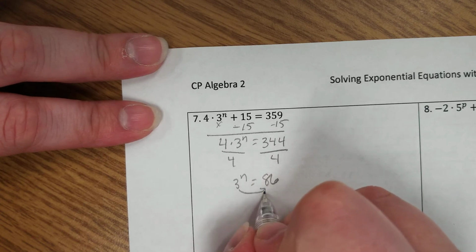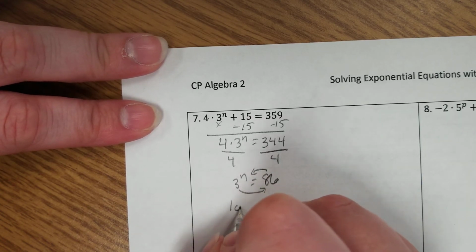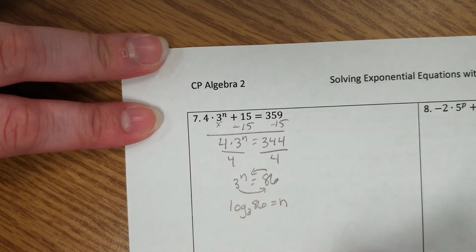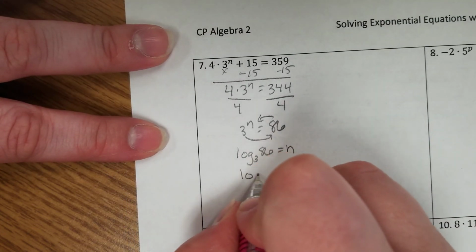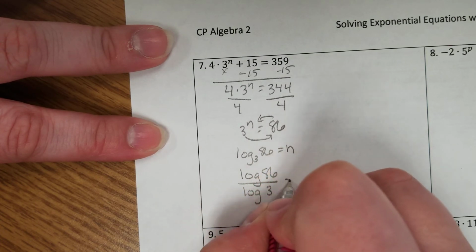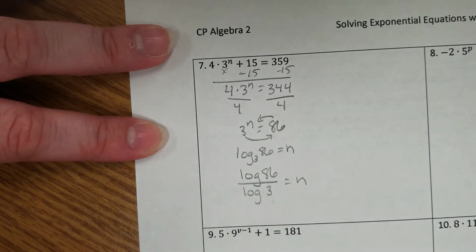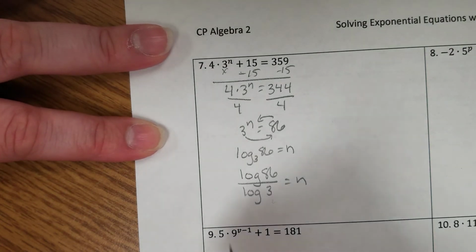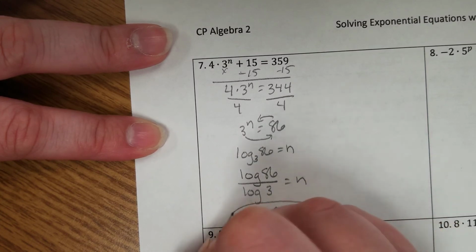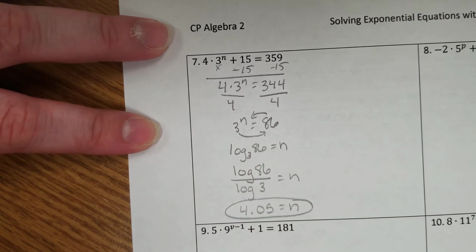And then just put this in log form. So we have a log base 3 of 86 equals n. And then change of base, so log of 86 divided by log of 3. Which is 4.05 equals n. And there we go.